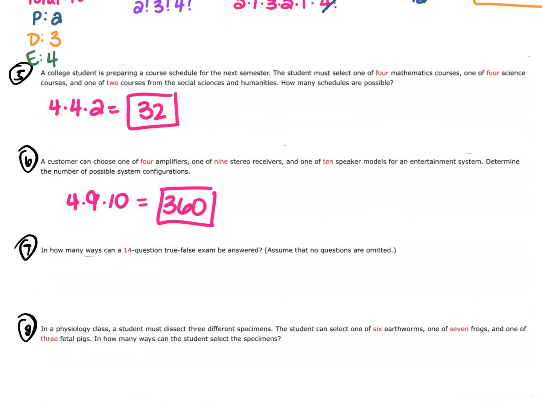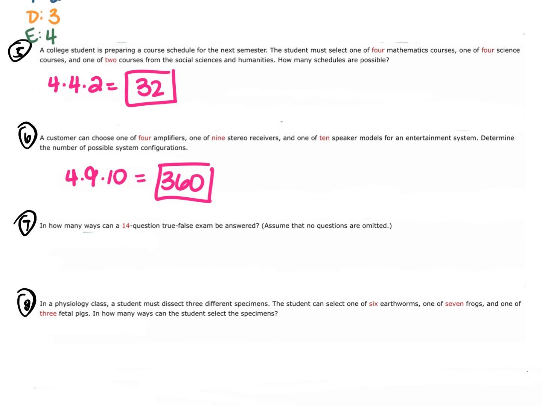For number 7, it asks you in how many ways can a 14-question true-false exam be answered. Assume that no questions are omitted. There's 14 questions in total, 2 answer choices for each. So because there's 2 answer choices for each, our base is going to be 2. Our power is the number of questions, which is 14. If we raise 2 to the 14th power, we should get 16,384 ways.